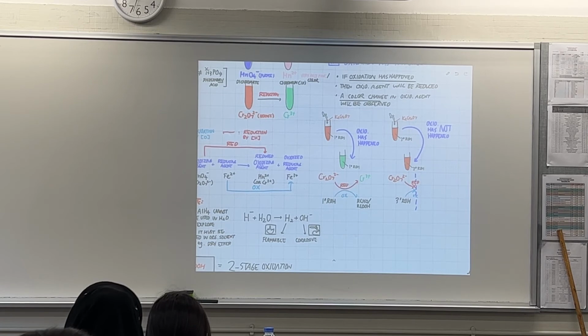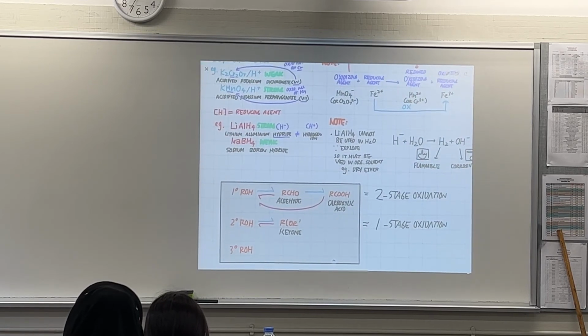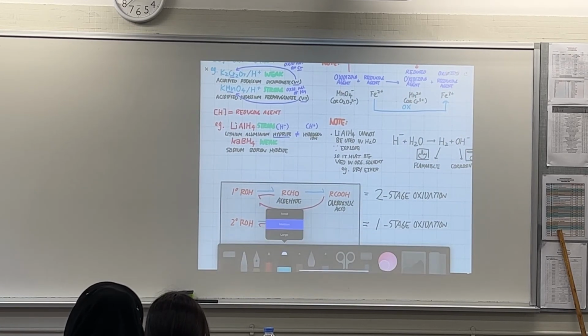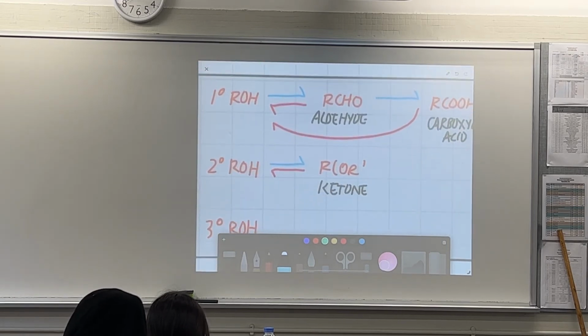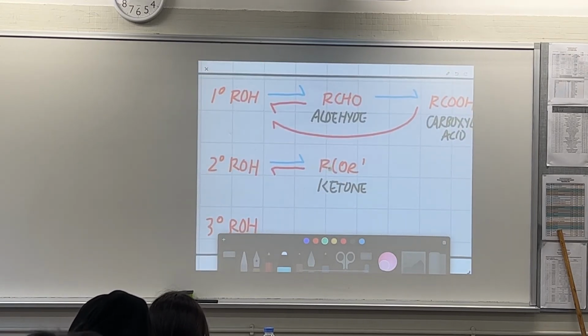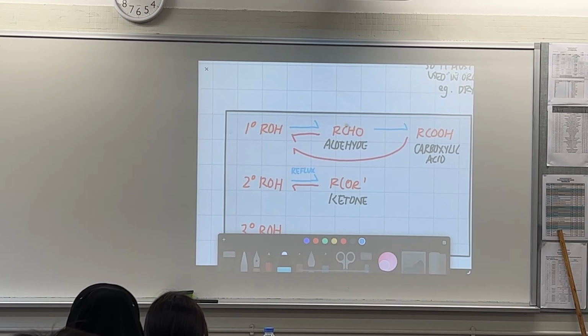How do we predict the product? Can you put back some conditions first? You need to remember also the condition. For secondary alcohol to ketone, we use reflux. I'll explain what that means. For primary alcohol into aldehyde, we use distillation. If you want aldehyde to go into carboxylic acid, you can use reflux.